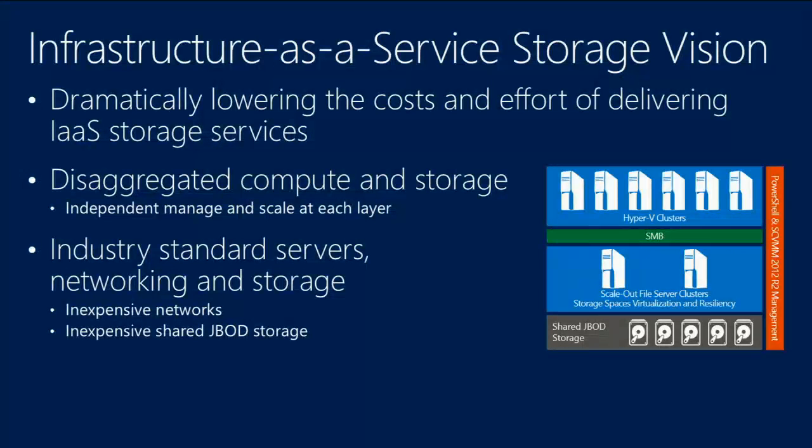The second way we're achieving this is by utilizing industry-standard commodity hardware where possible. This dramatically reduces the cost of deploying my storage. We use commodity JBODs with commodity disks in them. We use commodity servers, commodity networking, and commodity interconnects.